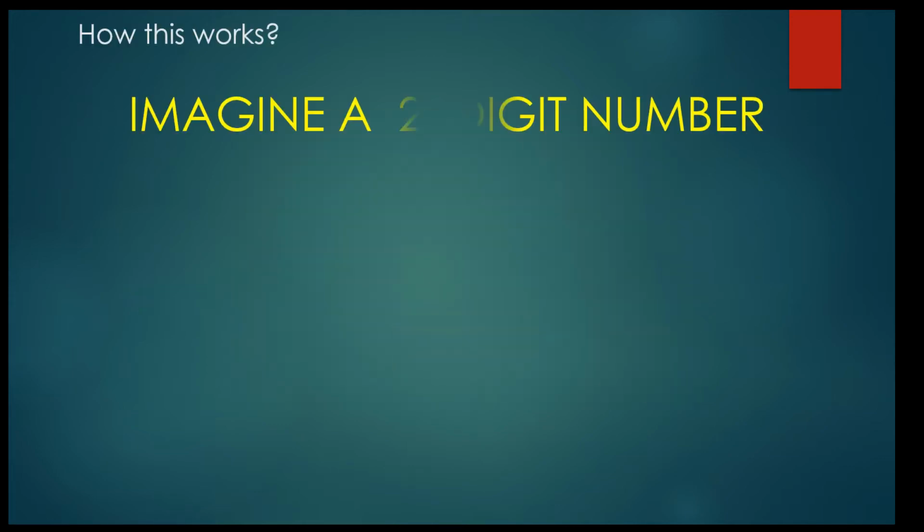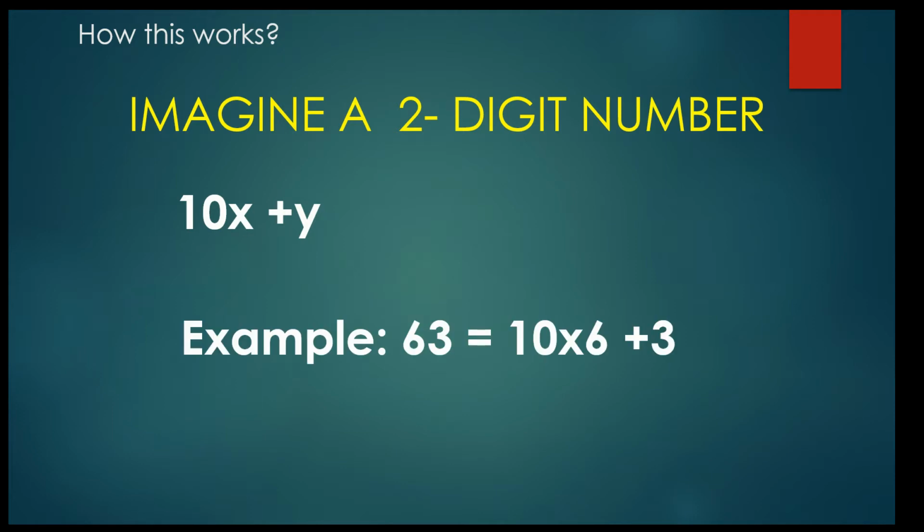Now let me explain the secret. Step first. First imagine a two-digit number. A two-digit number means it is always above 10. Therefore, it can be expressed in the form of 10x plus y. For example, if you take 63, it can be expressed as 10 into 6 plus 3.